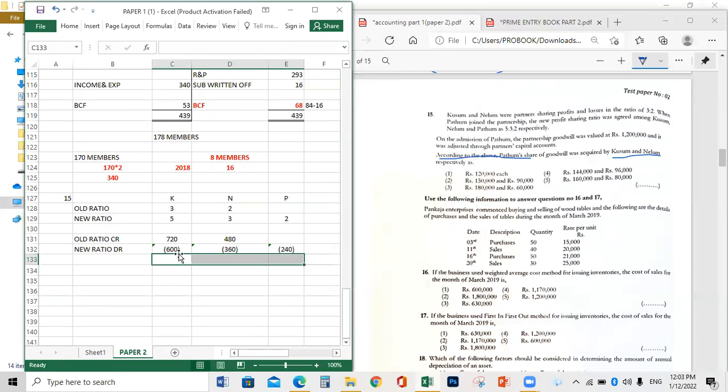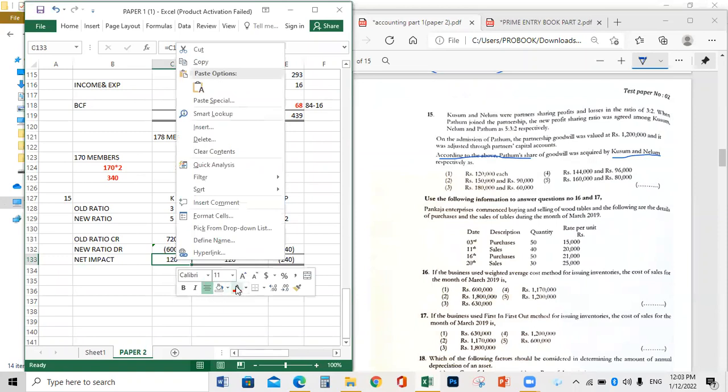Now let's get the net amount. Let's see what is happening. Now the net amount, guys, can someone tell me what this means? This is the net impact due to goodwill. Due to goodwill, this is the net impact on the capital. So they're asking, according to the above, Patum's share of goodwill was acquired by K and N. How much was acquired by K and N?